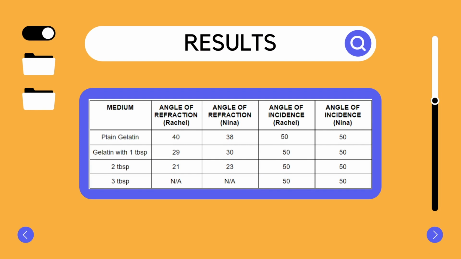Here is a summary of results that we obtained from measuring the angle of refraction. We conducted the same experiment separately, that's why there are two sets of data. As mentioned, the angle of incidence that we use for all samples is 50 degrees. We observed that the angle of refraction decreased on the gelatin samples that have higher contents of salt.